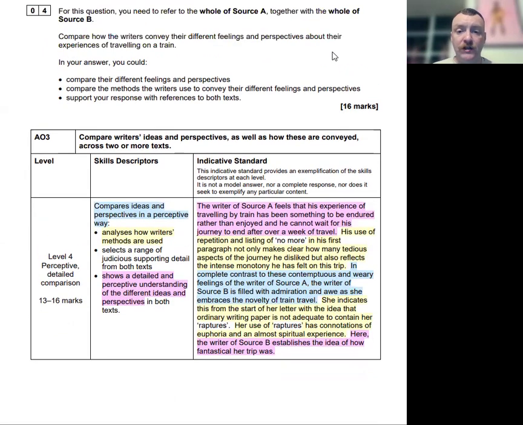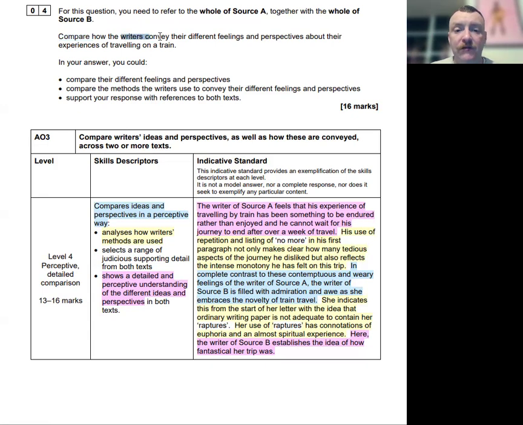Okay, make sure that you double check the wording of this question because sometimes AQA can change the wording of the question slightly. So depending on what we get, always be switched on, always be mindful that there may be a slight twist in the question. So again, just to remind us, compare how the writers convey their different feelings and perspectives about the experiences of traveling on a train. So the key word there is compare. We're bringing them together. We're thinking about them both.